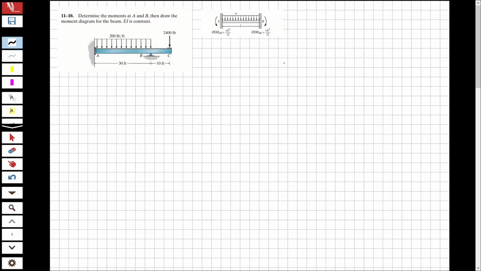In this video we are going to analyze the questions about the structure analysis. The question will be analyzed using the slope deflection method. We have a beam, we have two supports, and now let's try to solve the question.